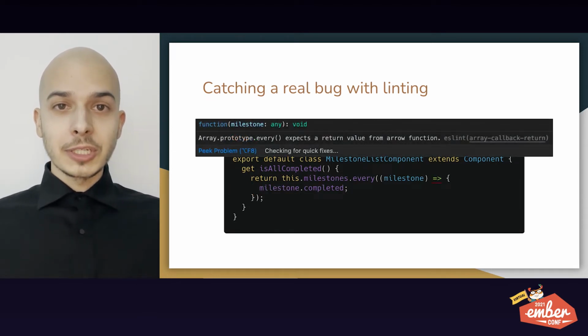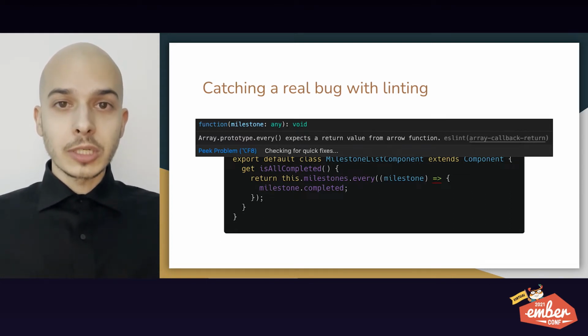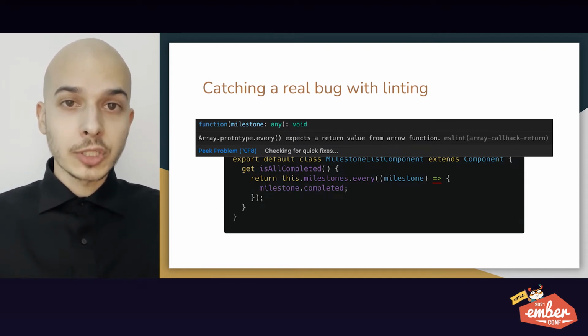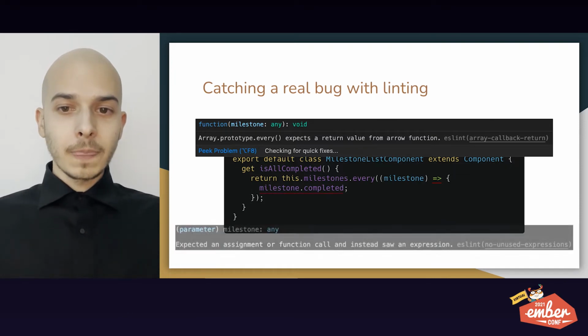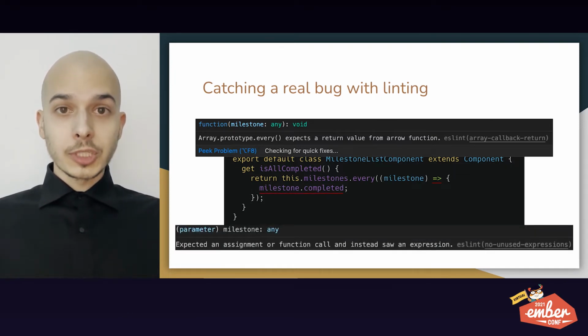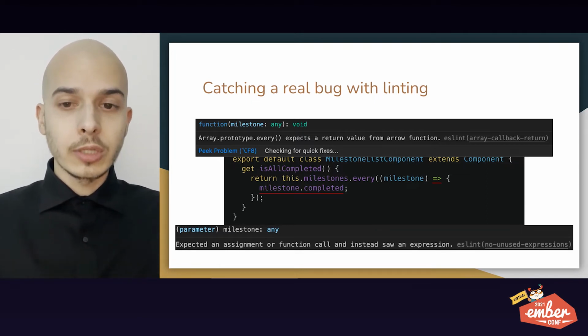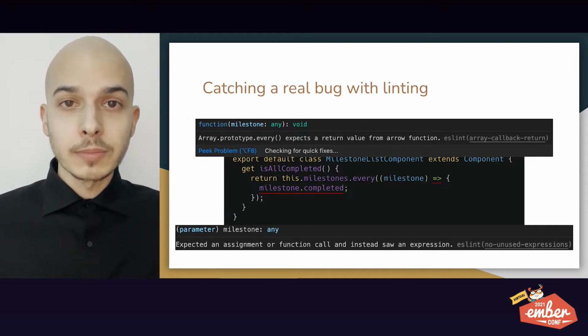If you have the ESLint extension enabled in your IDE, you could have received immediate feedback about this issue from rules like array callback return, which would have noticed that the callback in this array function was either missing a return statement or should have been converted into the array forEach function. Another lint rule called no unused expressions would have noticed that the expression here, milestone.completed, is useless the way it's written, and thus we're likely forgetting to do something with it.